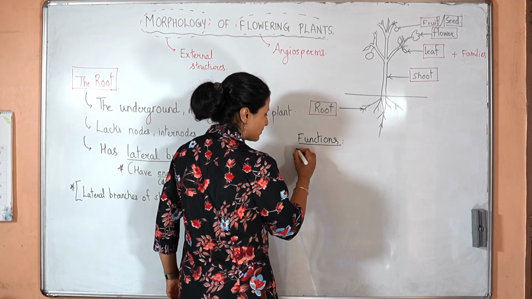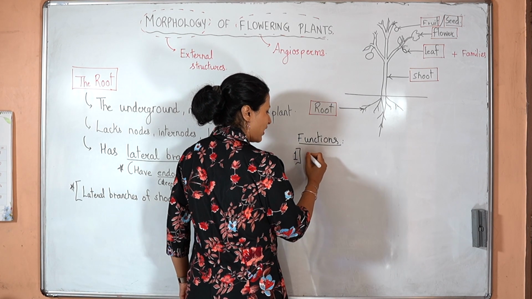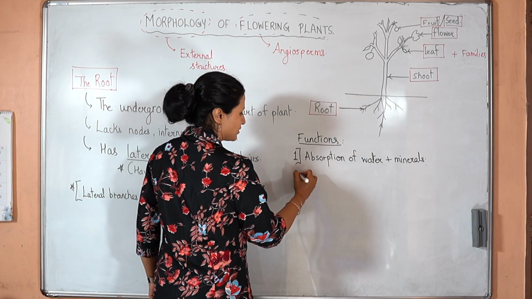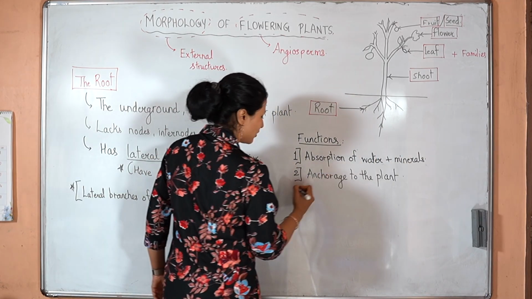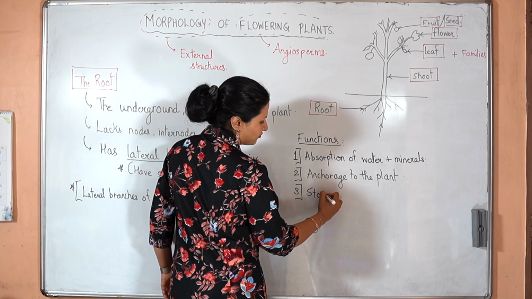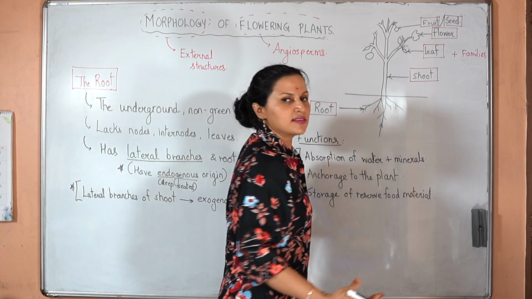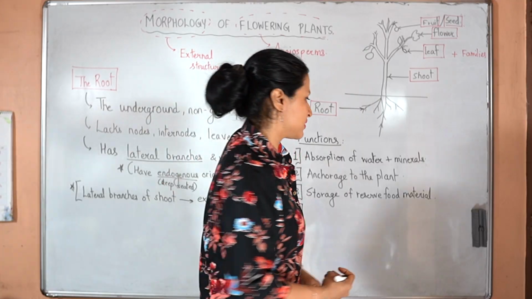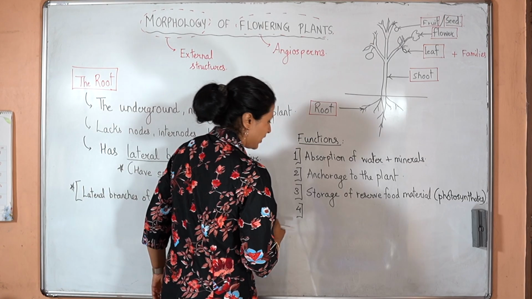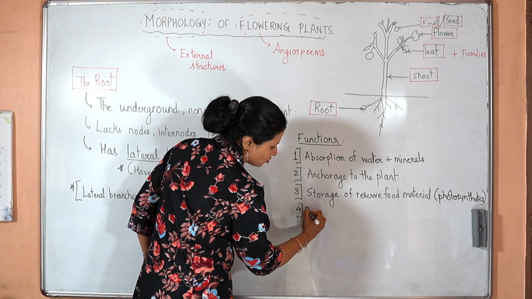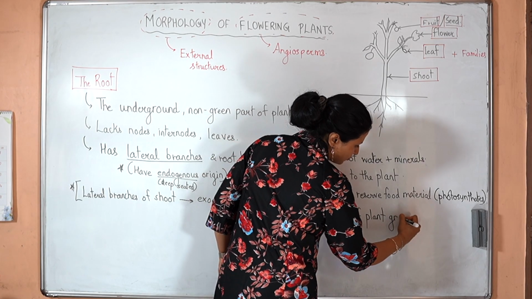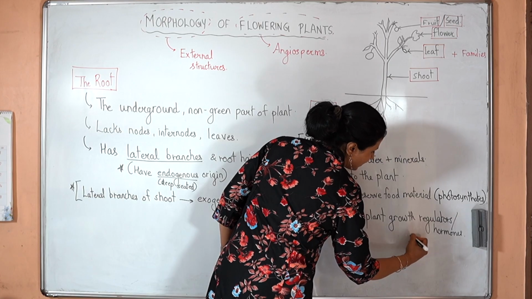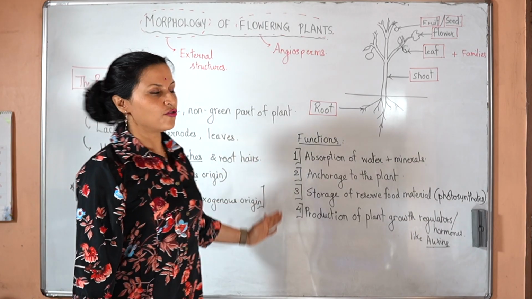So one by one, let us write down the functions. First function, helps in absorption of water plus minerals. Second point, anchorage to the plant. Third point, storage of reserve food materials. Photosynthates is the food that is produced by the process of photosynthesis. And fourth function is production of plant growth regulators, also called plant growth hormones, like auxins. These are the 4 functions.